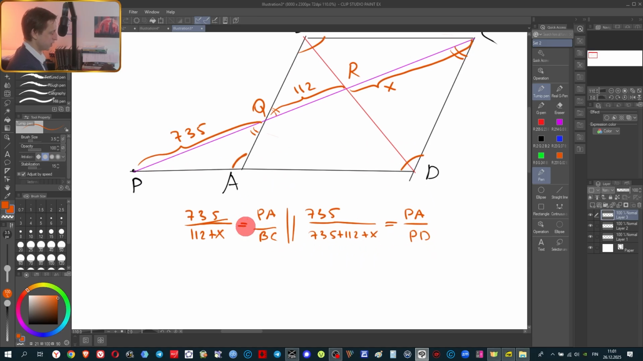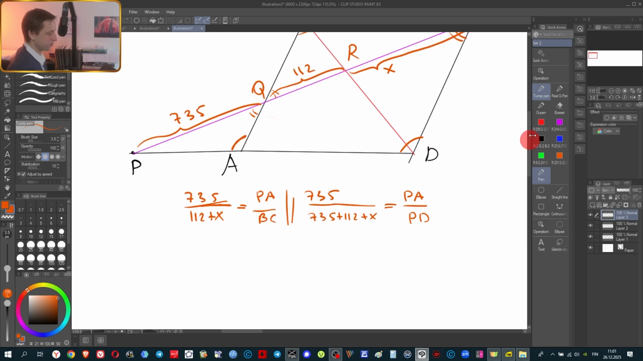Okay, so as you can see, I wrote just the similarity of 2 pairs of triangles, and I have PA here, and immediately, even if I don't know what to do next, when I see PA in one expression and in the other, it makes a lot of sense to divide these fractions because PA will disappear and maybe we will get something useful from it. So at first, let's simplify this expression. It will look like 735 over 847 plus x equals PA over PD.